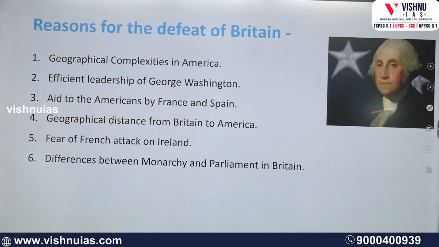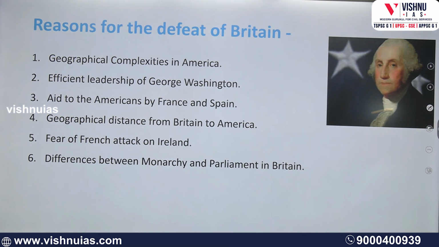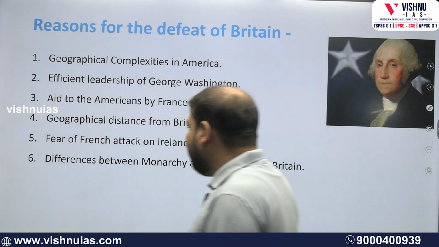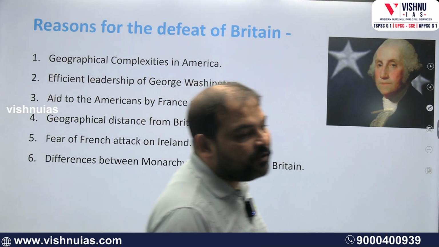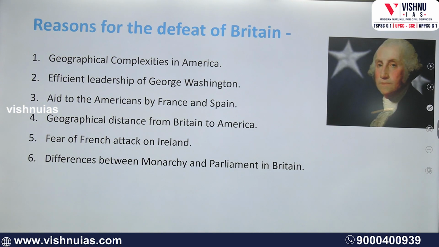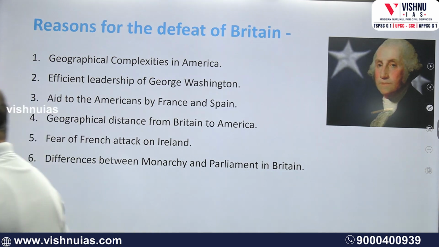Fifth, British were worried that if they get involved here too much, French may attack Ireland. We have already seen the map. Last, there were some differences between the monarchy and the parliament of Britain also in those days. Write these 6 points, more than enough. It's a 10-minute break, 4 o'clock we restart. Last part of the chapter, the effects of this American Revolution.